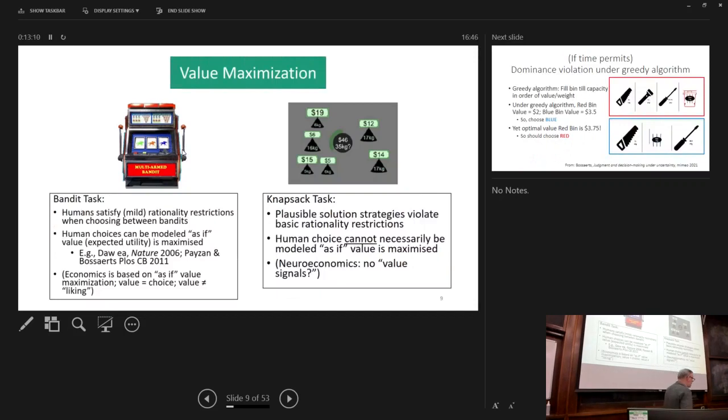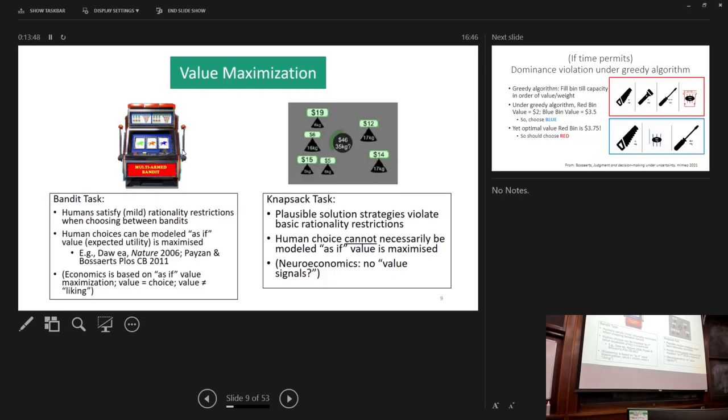Value maximization. In the bandit task, humans satisfy mild rationality restrictions when choosing between bandits: if the left bandit gives you a higher expected payoff than the right, they tend to go for the left. If there are 3 bandits, they also try not to violate transitivity much, so if the first arm is better than the second, and the second is better than the third, they will prefer the first over the third and not the other way around. You students do see sometimes a violation like that. But that also means that human choices can be modeled as if value with respect to utility is maximized.